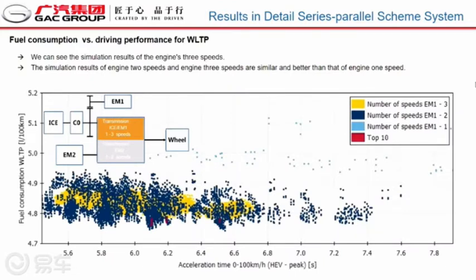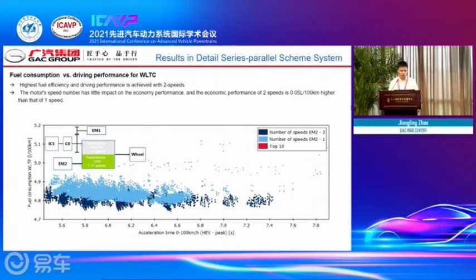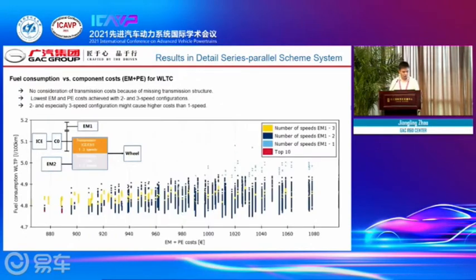We can see the simulation results of the 3 different engine speeds. The simulation results of the engine 2 speeds and the 3 speeds are similar and better than the 1 speed. Highest fuel efficiency and drive performance is achieved with 2 speeds. The EM2 speed number has little impact on the economy performance.